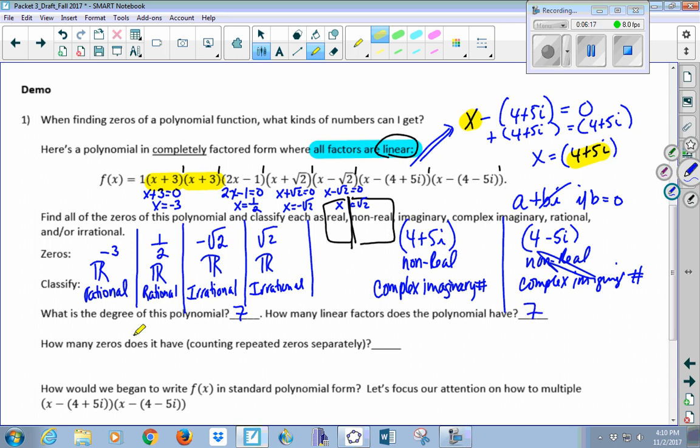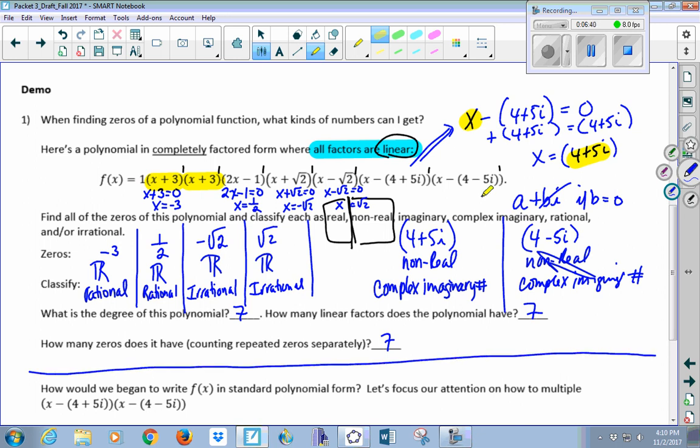And how many zeros? And this is the only tricky part. How many zeros does it have? Remember, counting repeated zeros separately. So that's the twins here, the identical twins. So -3 occurs twice, so you count that as 2 zeros. And then you've got these other 5 zeros here. So you've got 7 zeros. Right? So that's sort of an introduction to all the different types of zeros you can have.